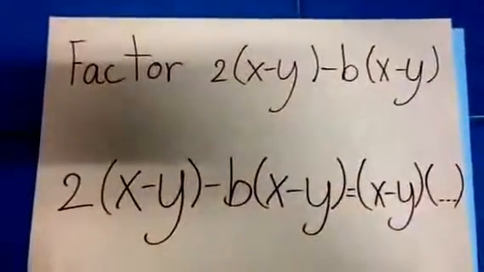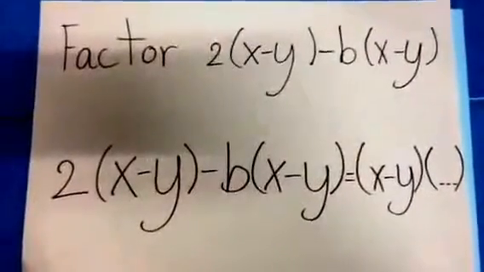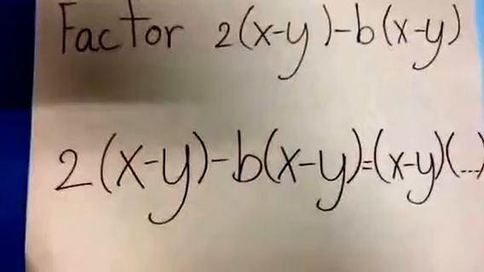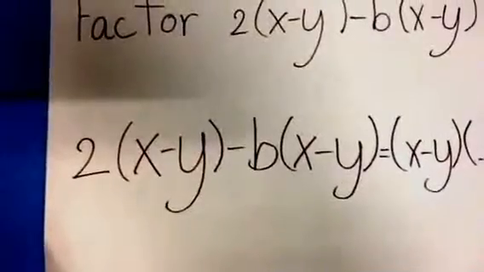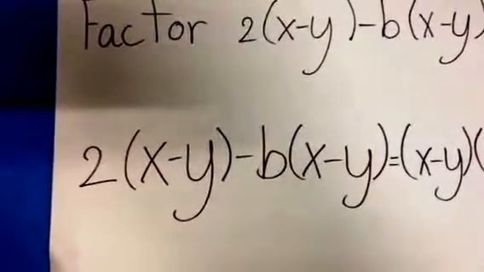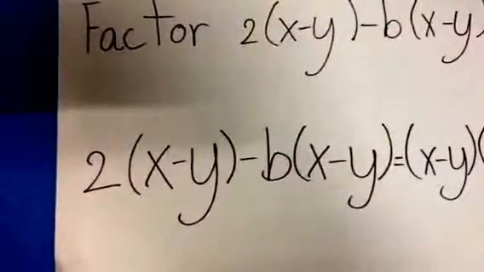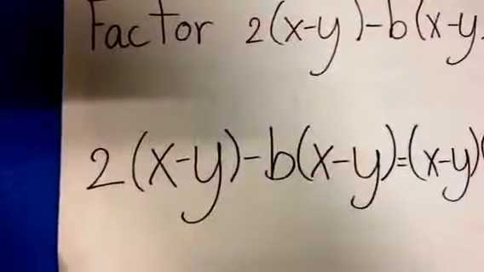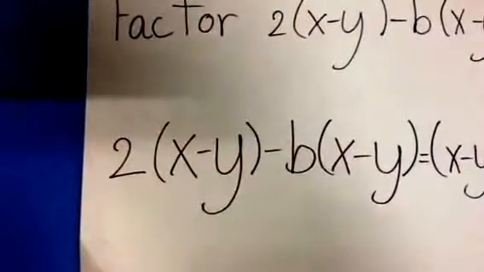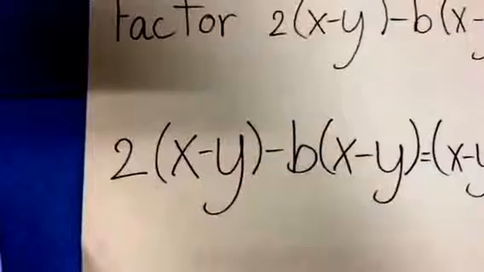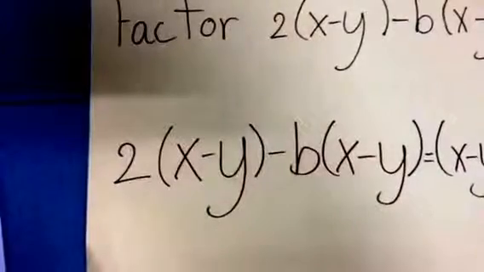factor 2(x − y) − b(x − y). This may look different from what I have done above, but really it is not. The two terms, 2(x − y) and −b(x − y), do indeed have a common factor, namely the parenthetical factor (x − y).